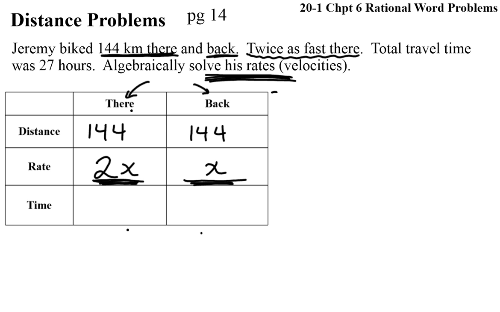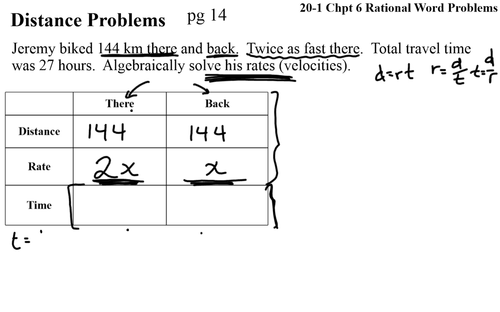However, once you fill in two columns, we're going to fill in this third column using those little d equals rt, r equals d over t, and t equals d over r formulas. So time, what do we know about time? Well, time is distance divided by rate. So that's what I'm going to put into my time blocks.